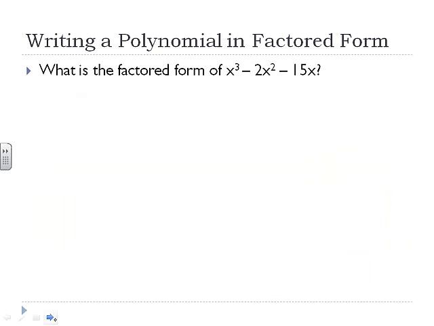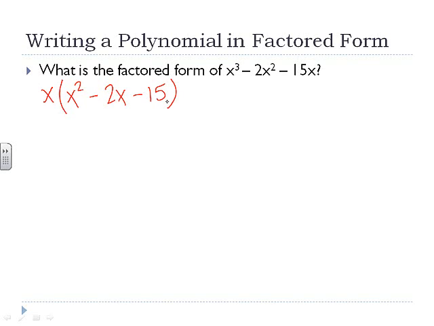So, writing a polynomial in factored form. To write a polynomial in factored form, you need to begin with factoring. Remember, the first step of factoring is to look for a GCF. In this given polynomial, the GCF we see is x. So if we take out an x, then we would be left with x squared minus 2x minus 15.